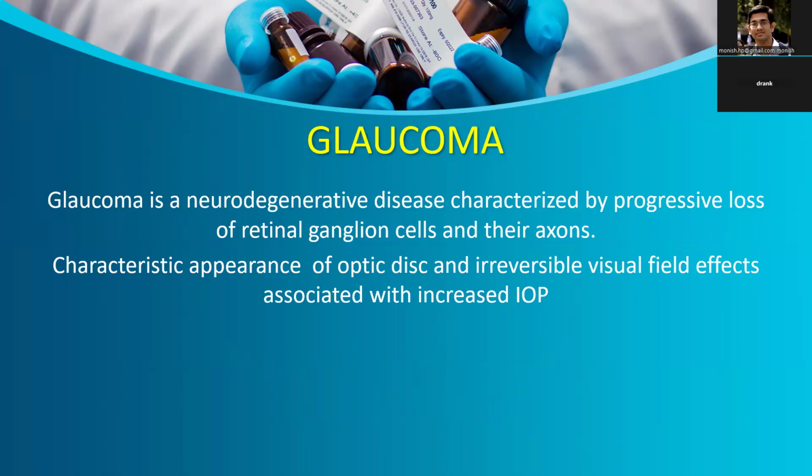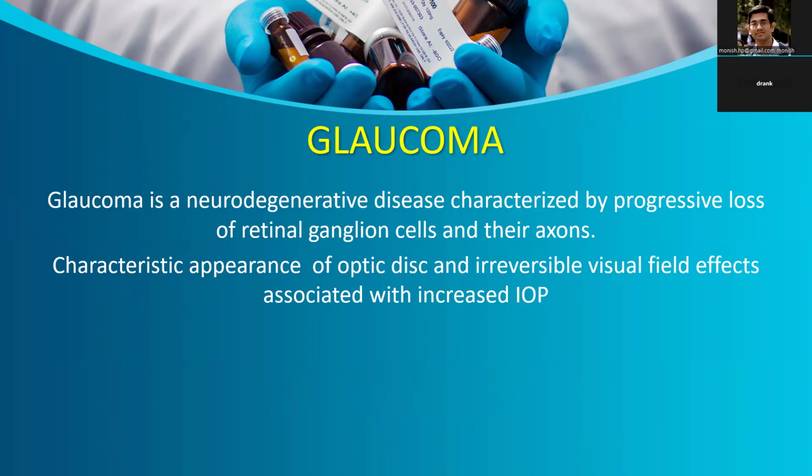I'll start with the definition of glaucoma. Glaucoma is a neurodegenerative disease characterized by the progressive loss of retinal ganglion cells as well as their axons. Because of this progressive loss, there is damage to the optic nerve, a characteristic appearance of the optic disc, and irreversible visual field effects.